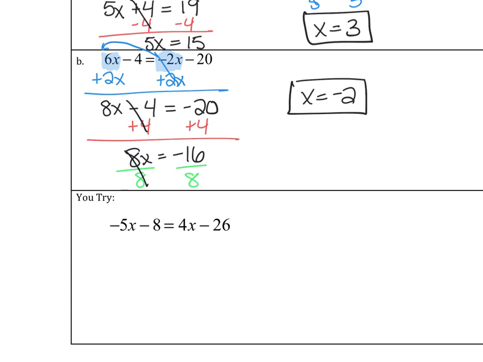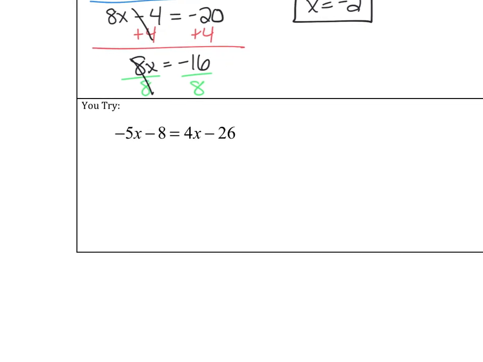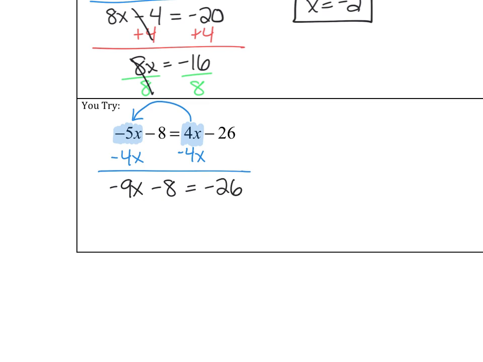Okay? And now here's the last you try. Okay? Again, I notice there's no parentheses, but my like terms are 4x and negative 5x. So I want to move this 4x onto that side. In order to do so, I need to do the opposite. Since it's positive 4x, I'm going to subtract 4x from both sides. When I do that, I get negative 5x minus 4x is negative 9x. We still have a minus 8, and we still have an equals negative 26.